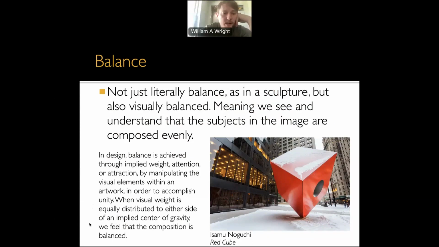But in any case, in design, balance is achieved through implied weight, attention, or attraction, right? By manipulating visual elements within an artwork in order to accomplish unity, right? We unify things to make them heavier, right? We connect it. They create a mass that is visually heavier. When visual weight is equally distributed to either side of an implied center of gravity, we feel that the composition is balanced. Most people are going for compositional balance, and we'll talk about it in a minute. Even when things aren't the same on either side, even when they're asymmetrical, there are things you can do visually to balance them out. So they don't have to look the same, but if you want to balance them, you can, with different concepts, which again, I'll show you in a minute.